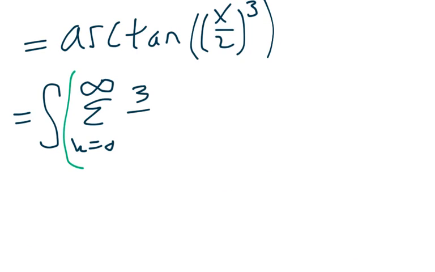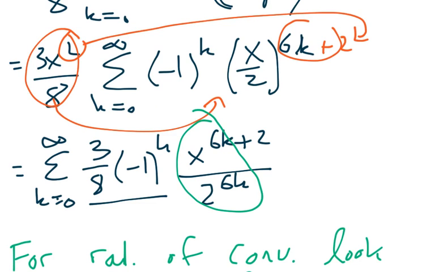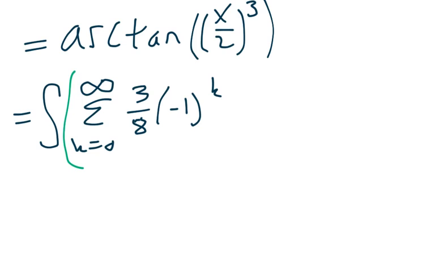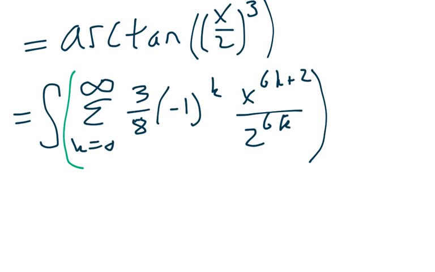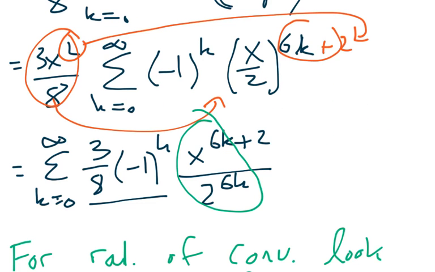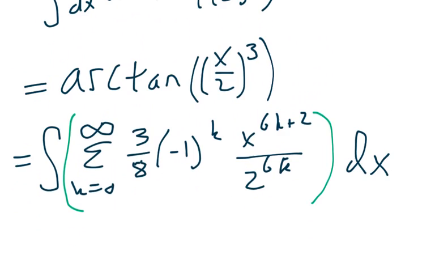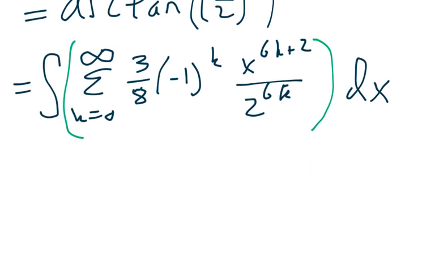So we have 3/8 minus 1 to the k, x to the 6k plus 2 over 2 to the 6k. And then we have all dx. Right, this is just our series. We're integrating this. We integrated the arctan, so we have to integrate the series as well.